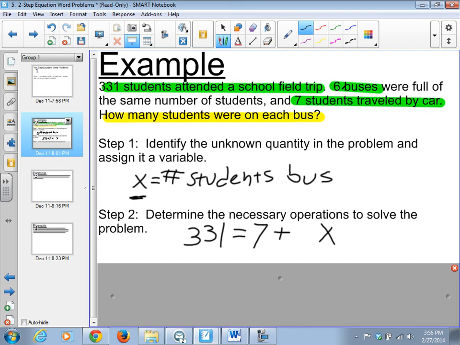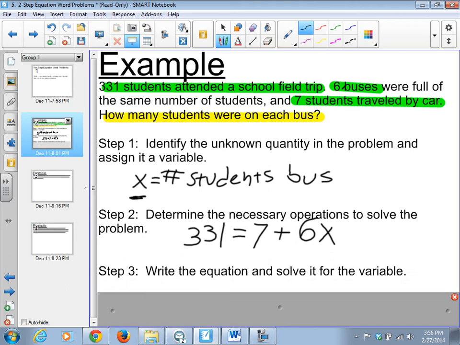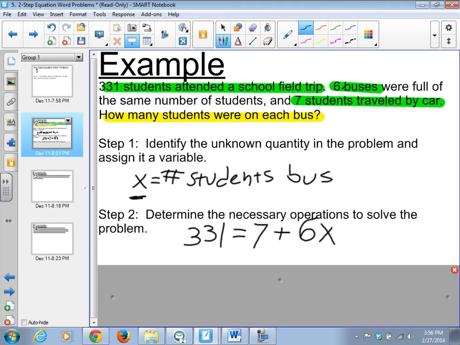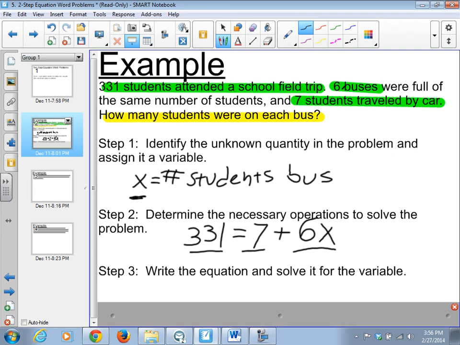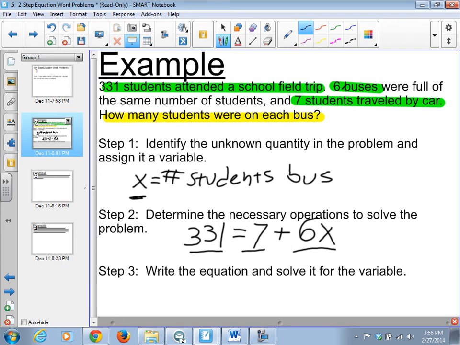And then we had 6 buses. So however many students are on each bus, we need to multiply that by 6 because that's how many buses we have. So there we go. There's our equation right there. We talked it through. We have the total number of students in a car, and then our number of students on each of the 6 buses. So we wrote our equation, and now let's solve for the variable.